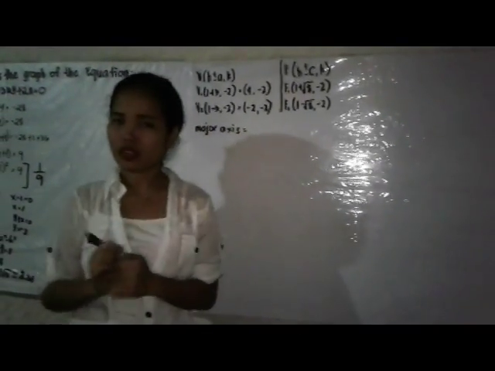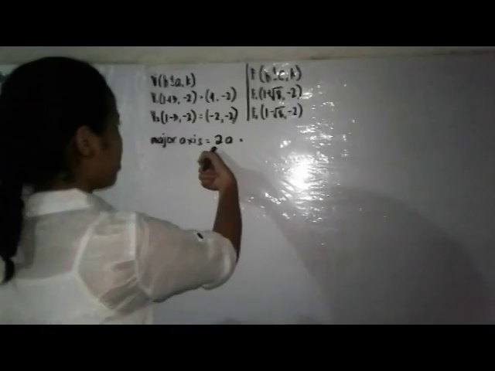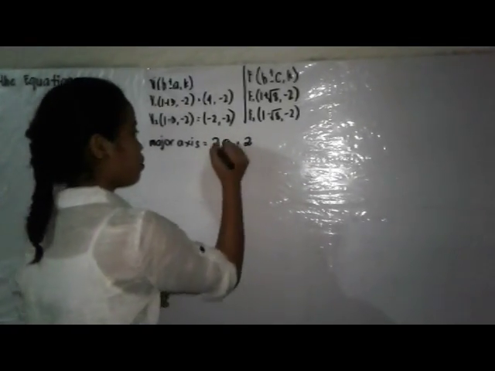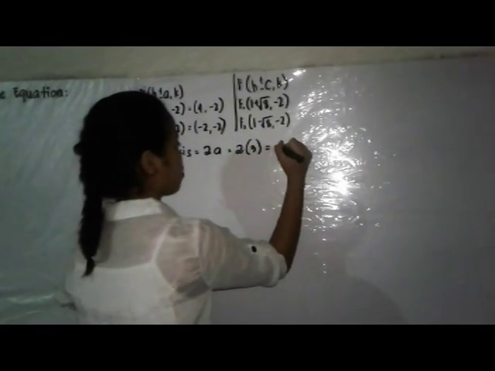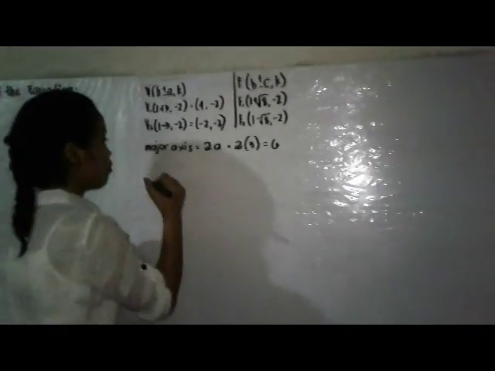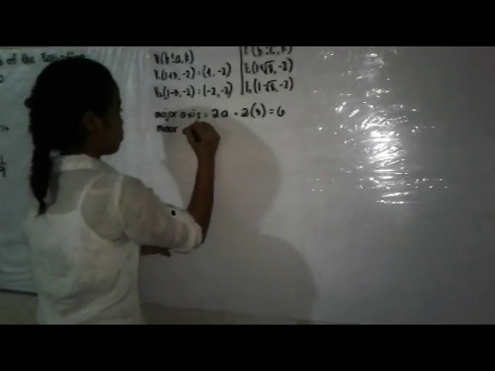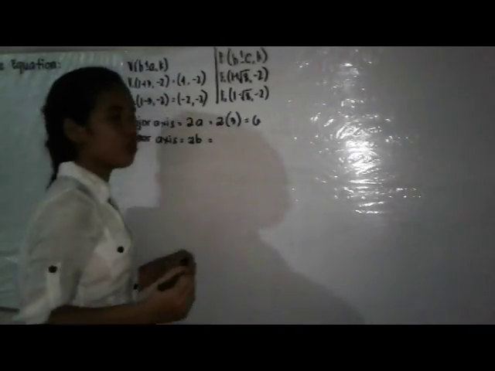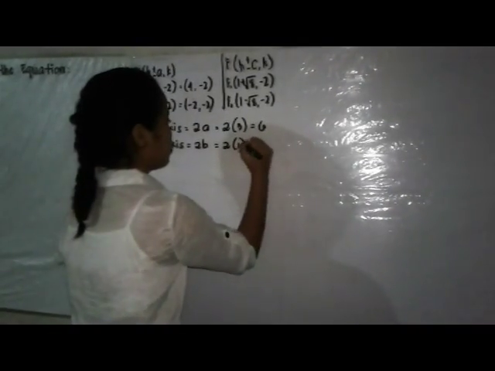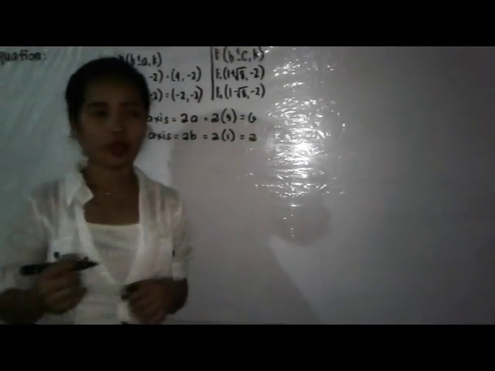In finding our major axis, you have to consider this, the 2a. Substituting, our a is positive 3, so we have 2 times 3, which is equal to 6. Then, proceed to find the minor axis, which is 2b. Substituting, we have 2, then the value of our b, which is 1, so it is equal to 2.